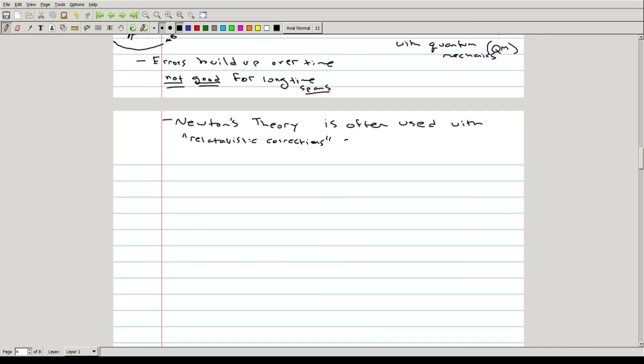Tacked on or attached, which will correct Newton's laws and add in the corrections that we know are actually true and observed in real life that can be explained via relativity. And we'll investigate this a little bit later on in the course when we get some development into our toolbox or our technique.